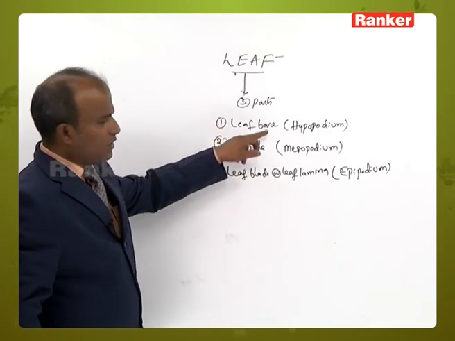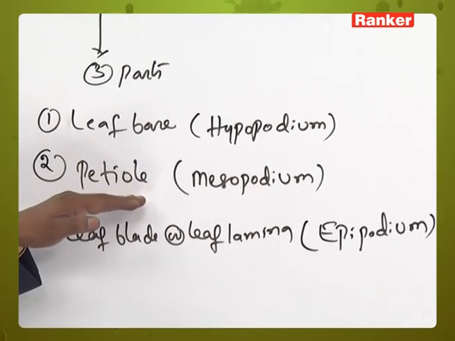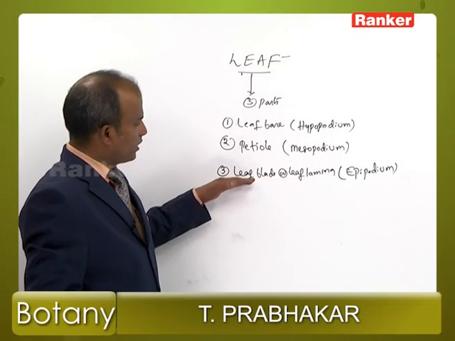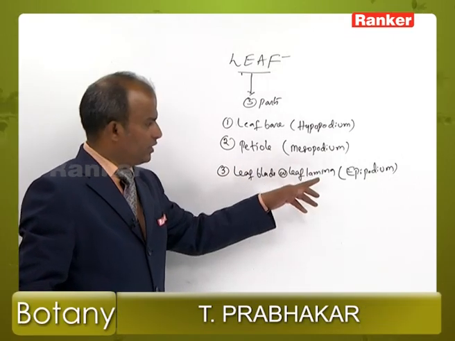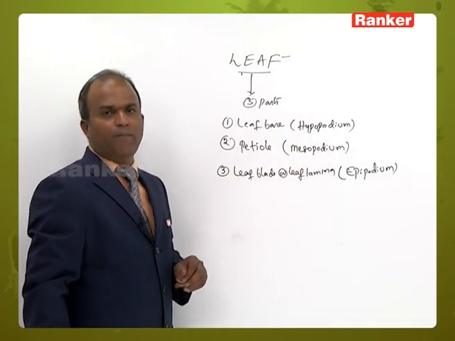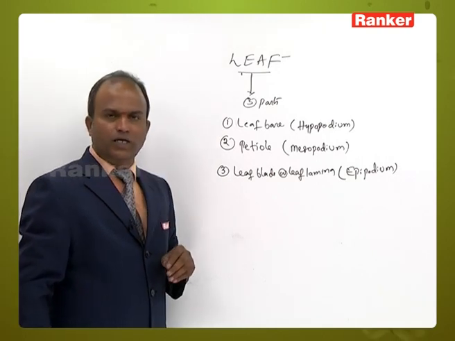First part, the leaf base, is also called hypopodium. Second, the petiole, is called mesopodium. Third, the leaf blade, is also called leaf lamina or epipodium. Now, can you tell me the function of the leaf base?